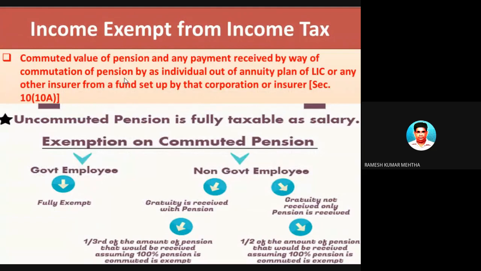So under section 10, commuted pension is exempted from tax partially in the case of private employees. In the case of government employees, if any commuted pension is received at the time of retirement, which is a lump sum payment of pension, it is fully exempted from tax. Uncommuted pension is fully taxable under the head income from salary.